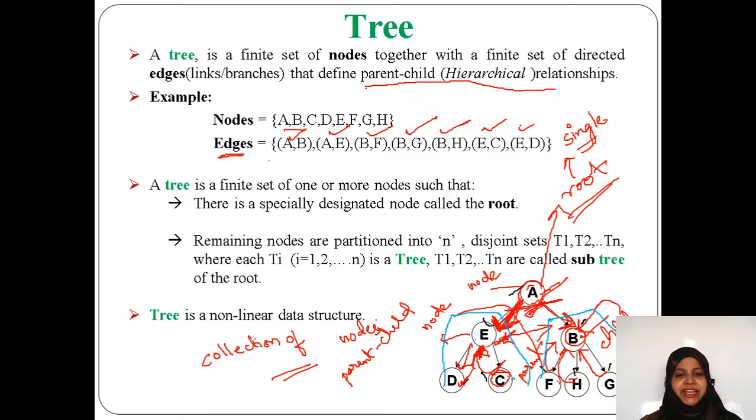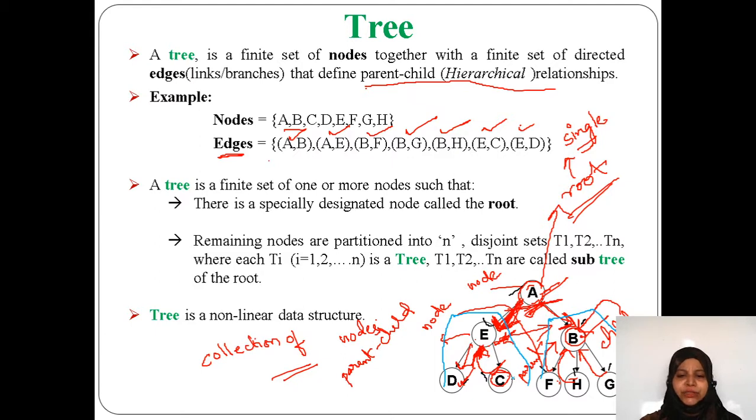This is the definition of tree. Tree is a finite set of one or more nodes such that there is a specially designated node called the root node. Remaining nodes are going to be partitioned into n disjoint sets T1, T2, T3, ..., Tn, where Ti, i equals 1 to n, is a tree.